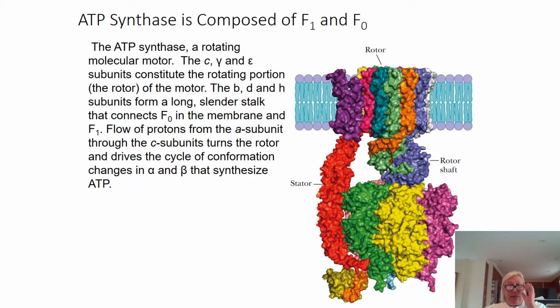So in the F1 portion of this, we have 3 alpha and 3 beta subunits, and they're alternating in the structure. The beta subunits bind ATP and are catalytic.